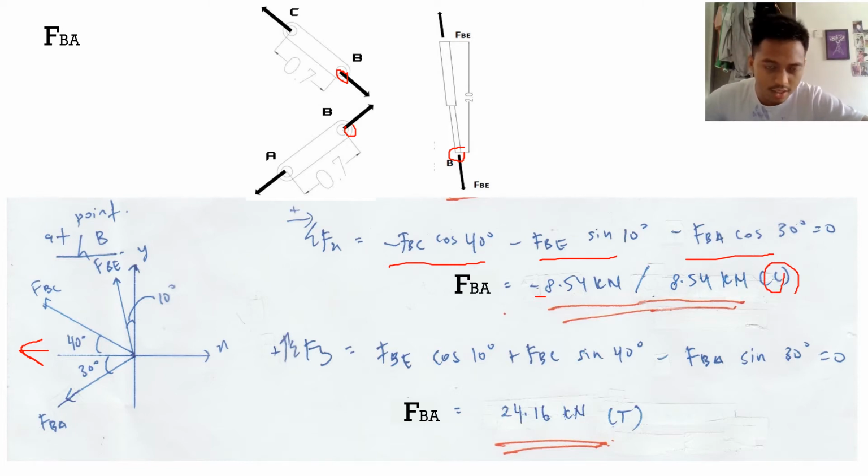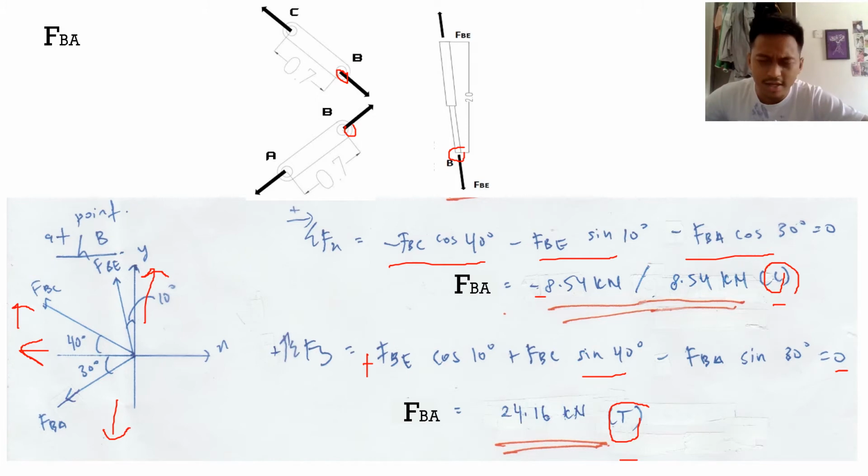Okay, now I express the y component, y equation, then equal to 0 also. FBE cos 10 is positive here because FBE is going up at the y axis. Cos 10 plus FBC going up also at the y axis, sin 40, minus FBA sin 30 because FBA is going down at the y axis. Then equal to 0. Then I calculate the answer for FBA is 24.16 kilonewton. Okay, here is some difference between the two answers because this one is compression and this one is tension.